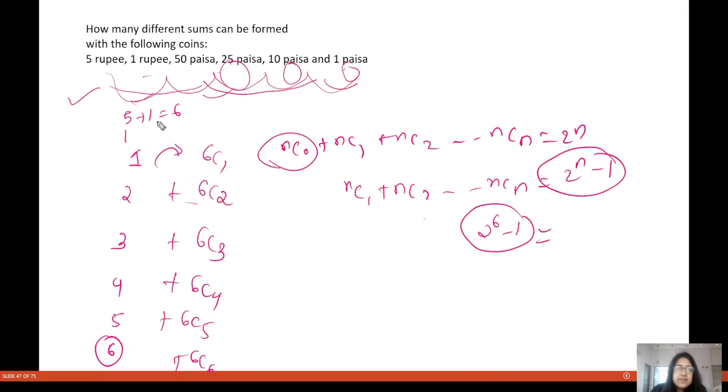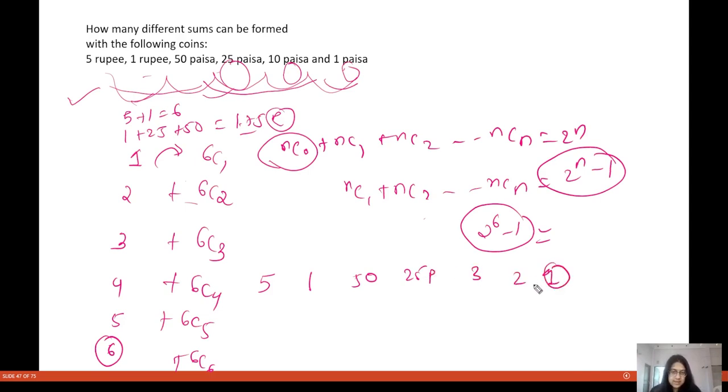If we are adding, let's say, 5 rupee, 25 paise and 50 paise, then we are getting 1.75 rupees. But sometimes it will happen that when you take certain denominations, your sums will be repeated. For example, if you take 5 rupee, 1 rupee, 50 paise, 25 paise, 3 paise, 2 paise and 1 paise. In this case, we will have to subtract some value for double counting.